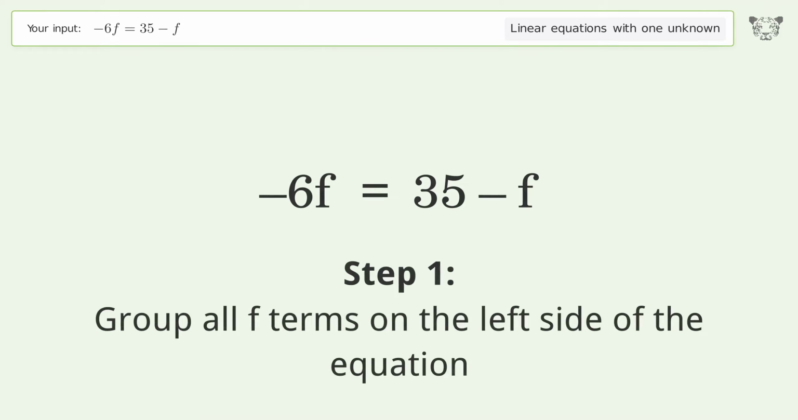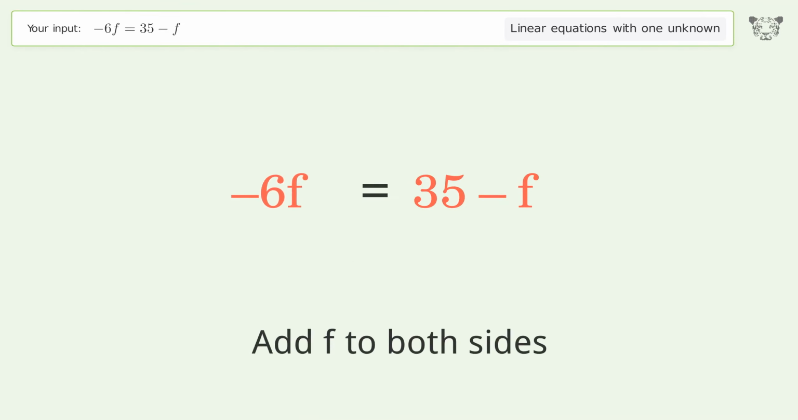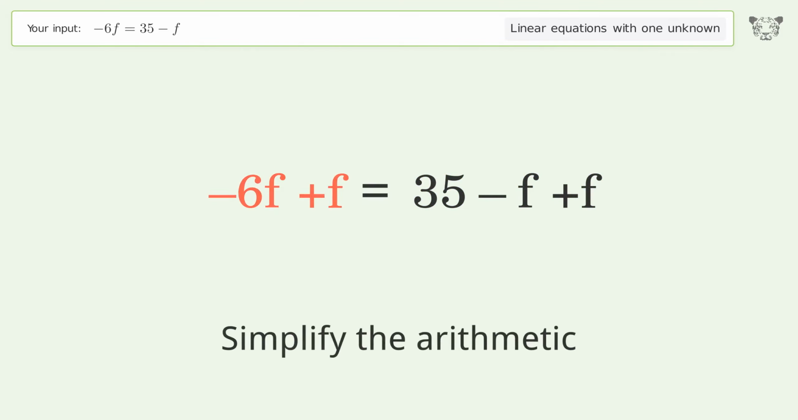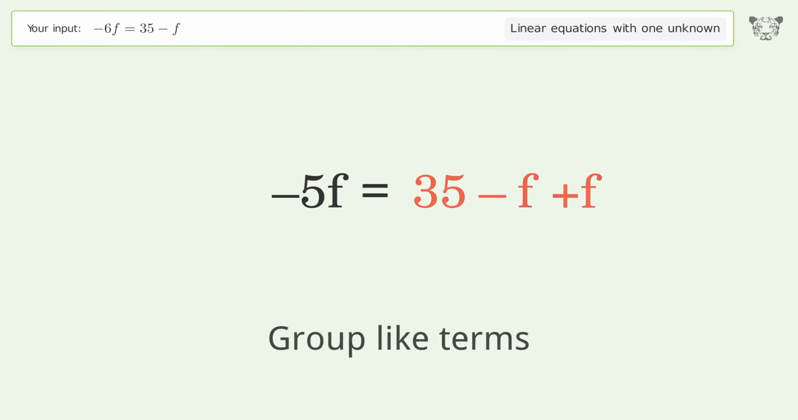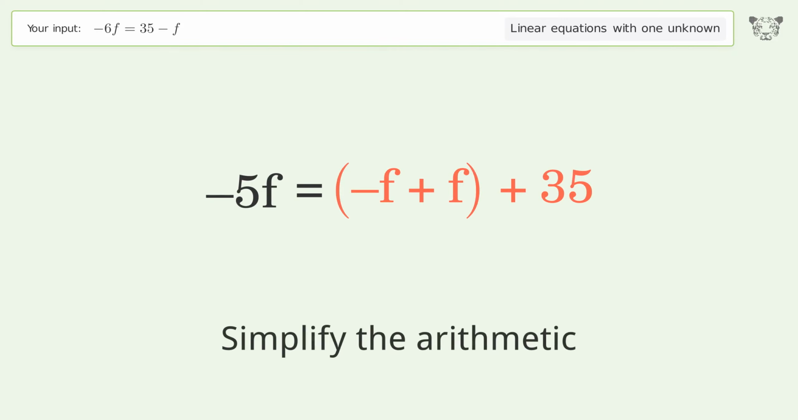Group all f terms on the left side of the equation. Add f to both sides. Simplify the arithmetic. Group like terms. Simplify the arithmetic.